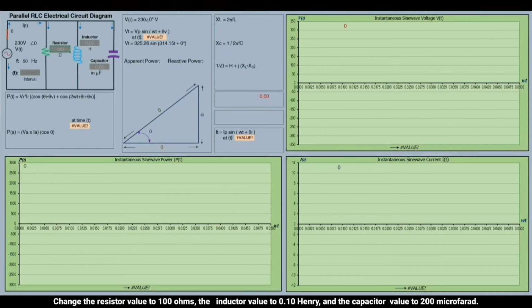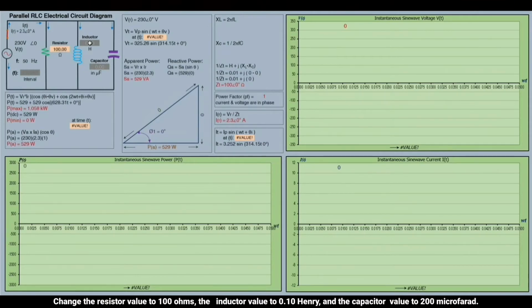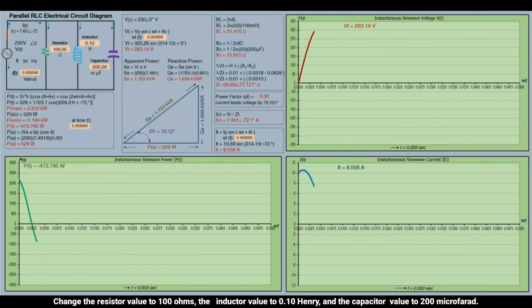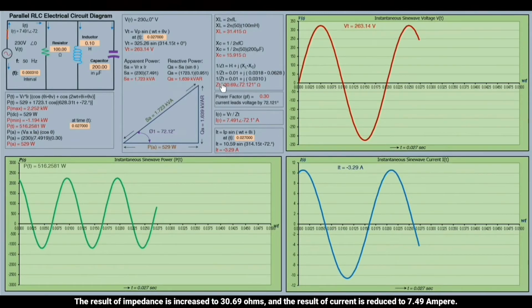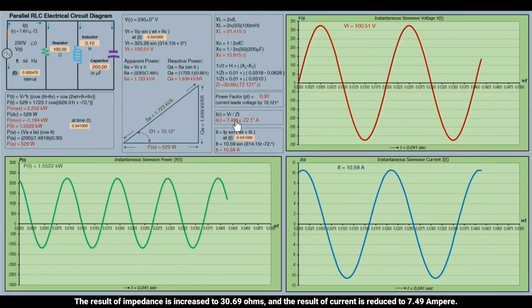Change the resistor value to 100 ohms, the inductor value to 0.10 Henry, and the capacitor value to 200 microfarad. Observe the result of calculation. The result of impedance is increased to 30.69 ohms, and the result of current is reduced to 749 amperes.